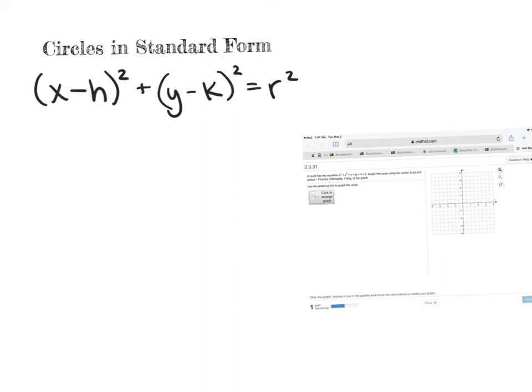So in this video, we're going to talk about circles. A circle is, by definition, any figure that has a center and a radius, where all the points are an equal distance from the center based on the radius. The equation of a circle looks like this: x minus h squared plus y minus k squared is equal to r squared.